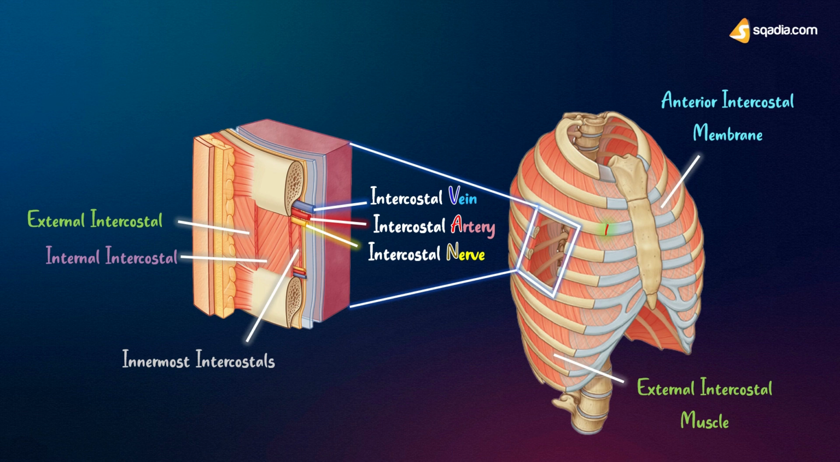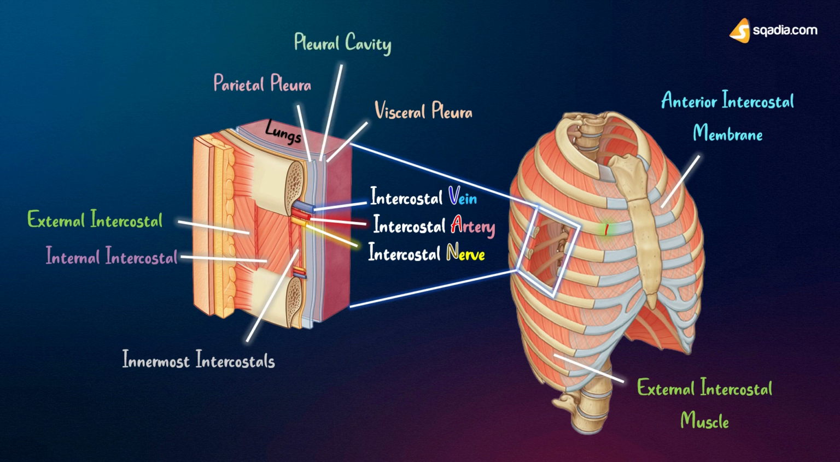Let me just introduce you to the various structures present in this figure here. So, consider it the lung. The serous membrane surrounding the lung is the visceral pleura. This one, the outer one, parietal pleura, is shown here, and lying in between these two is the pleural cavity.